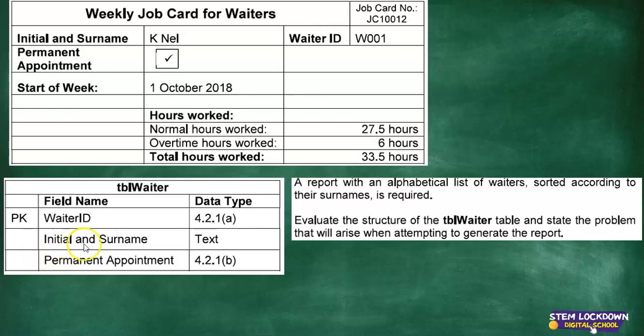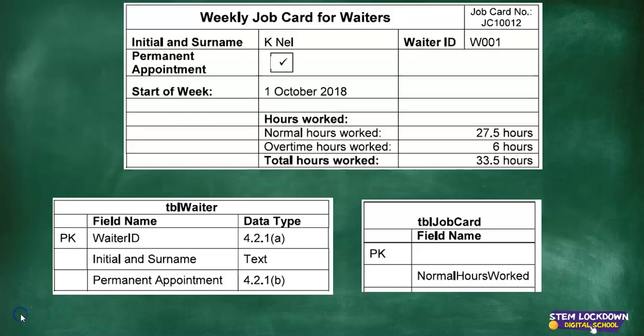Now if we look at the field here, initial and surname, that is going to contain both the initial and the surname. In other words, when you're going to sort according to that field, it will sort according to initial and not according to the surname. So this table has not been normalized, and the solution to that would be to separate the initial and surname field, and then you have two fields instead of the one, and you'll be able to sort according to the surname. So now we have this table TBL waiter, and then they give you the layout of TBL job card.